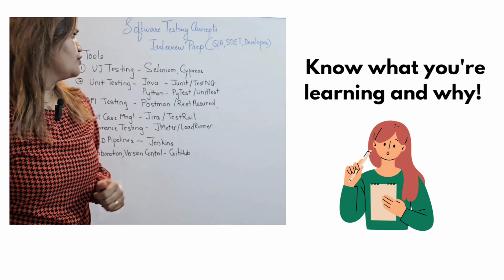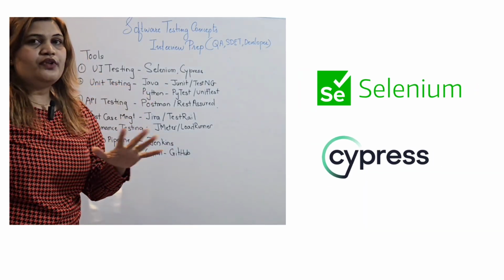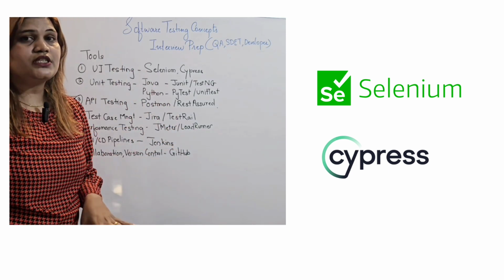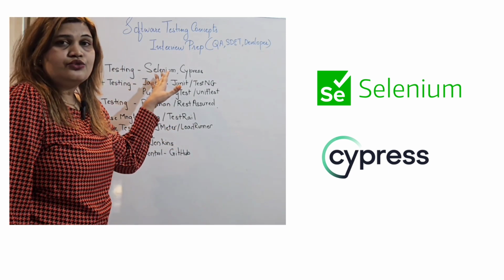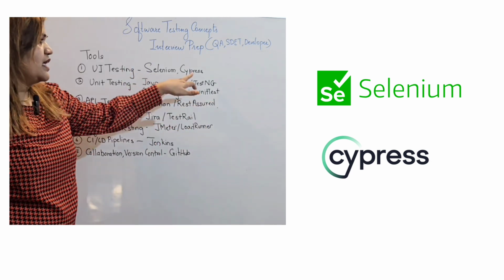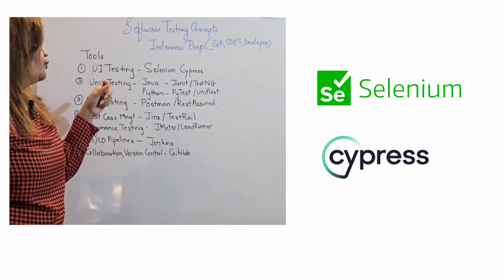The very first tool that you see is UI testing, that is user interface. Very popular, we know about it, we have heard about it a lot. So if you're trying to get into automation testing, Selenium is something that you should pick up. Okay, so we have Selenium IDE, Selenium WebDriver. Cypress is again something that you can pick up for your UI testing.